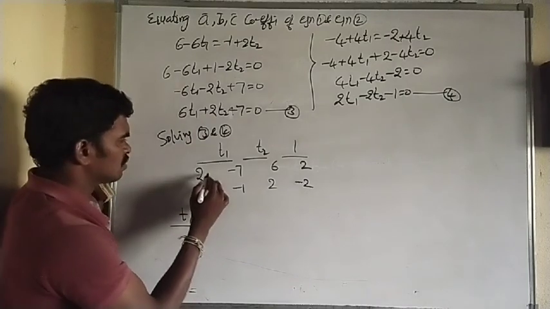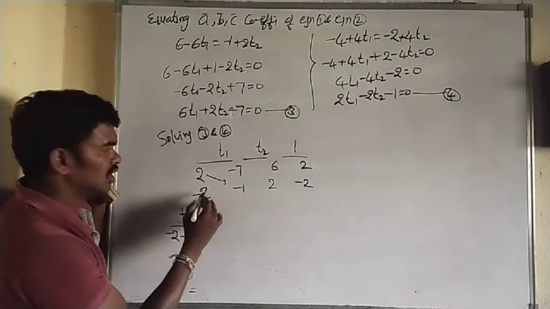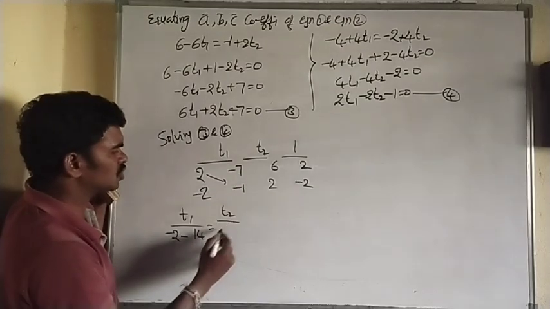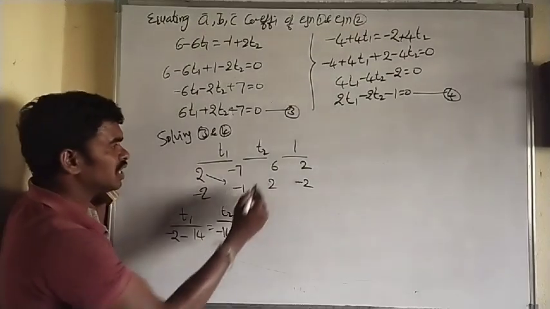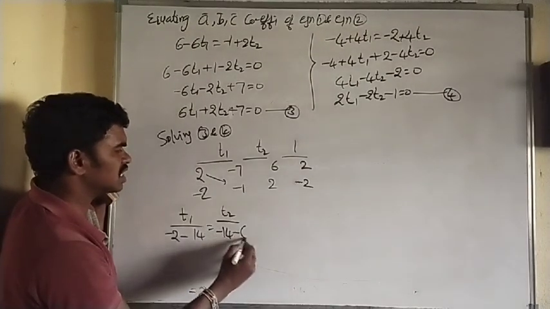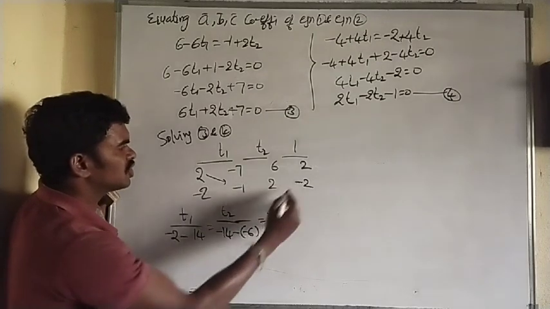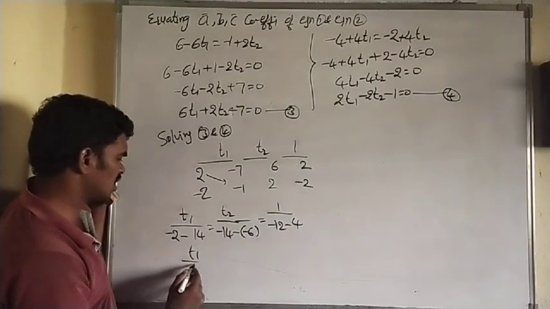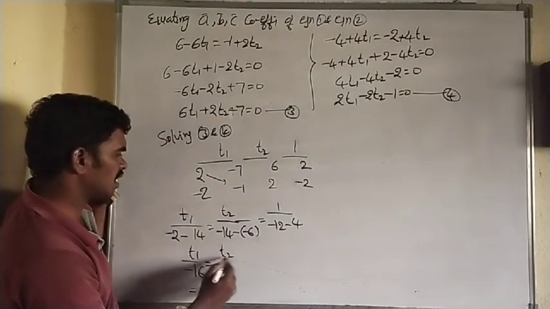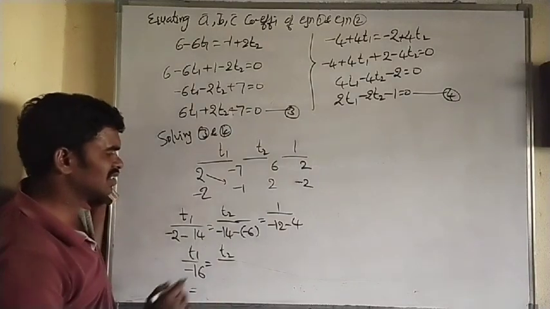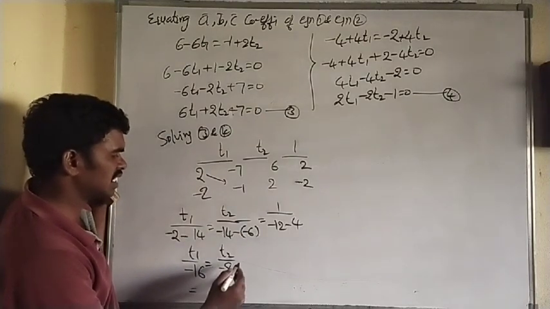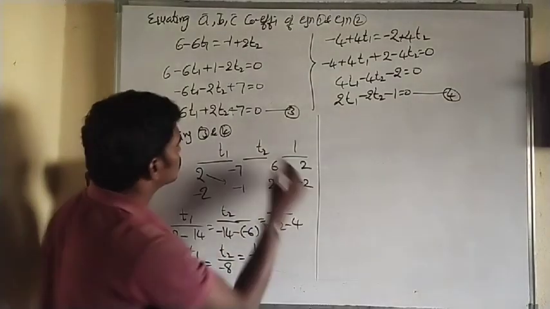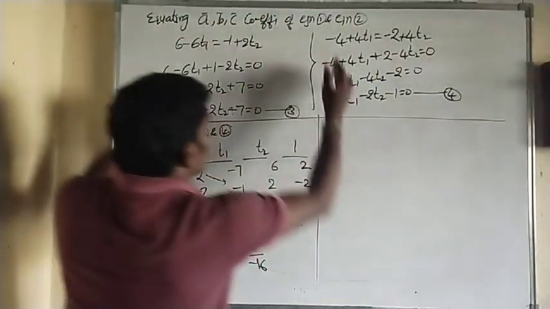t1 by cross multiplication: 2 into minus 1 minus 2 into minus 7, 14, which is equal to t2 by minus 7 into 2, minus 14, minus 1 into minus 6, minus 1 into 6, minus 6, which is equal to 1 by 6 into minus 2 minus 12, minus 2 into 2, 4. So t1 by minus 2 minus 14, minus 16, is equal to t2 by minus into minus, this is plus 6, minus 14 plus 6 is minus 8, 1 by minus 12 minus 4 is minus 16. See, okay, after that write up this.